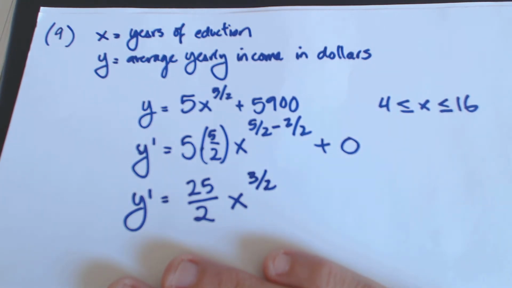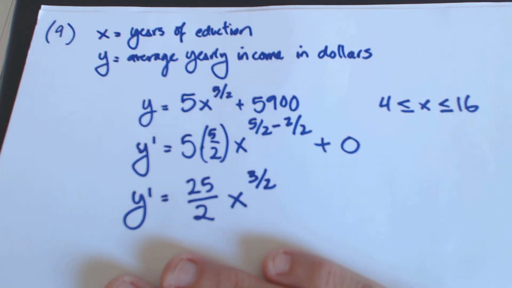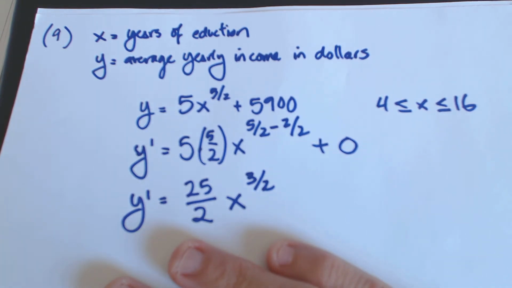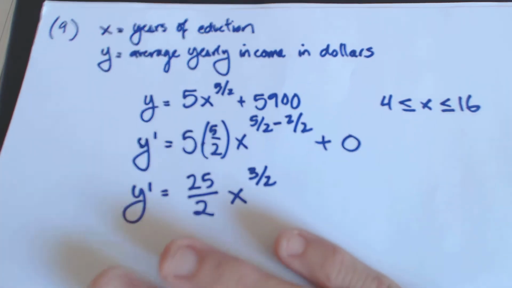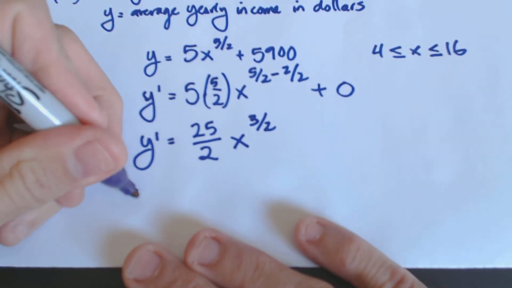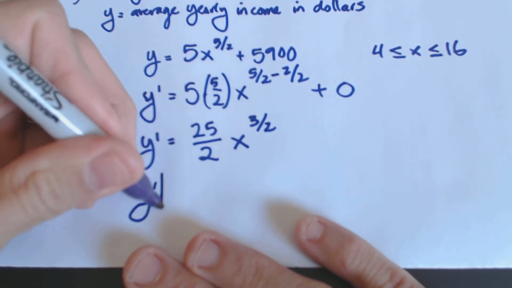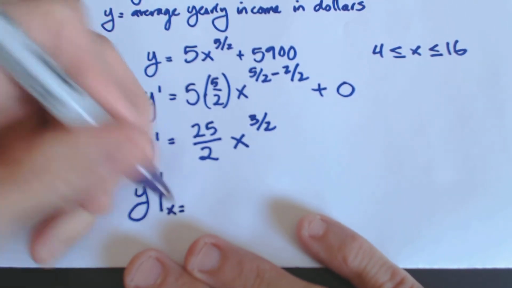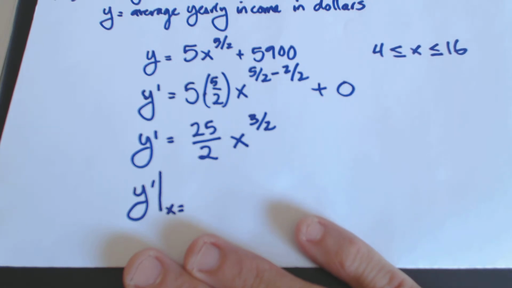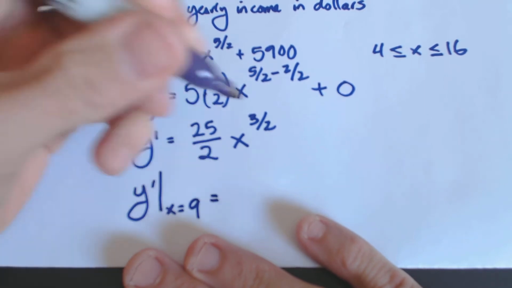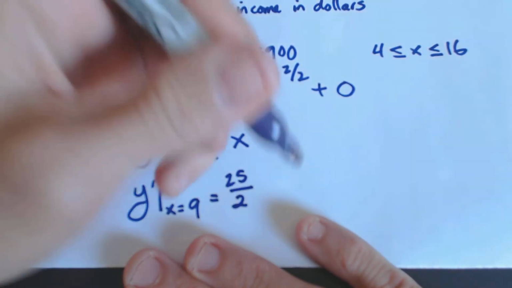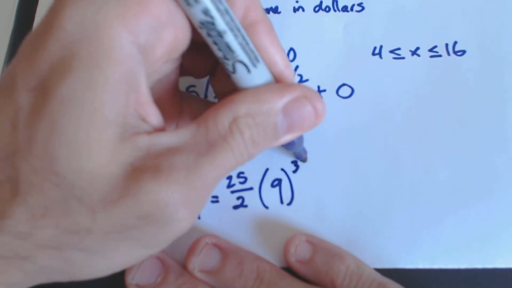So the instantaneous rate of change, or just a simpler way of saying it, a rate of change of yearly income with respect to years of education, is represented by this function here. And so we're supposed to evaluate the expression when x equals 9. So now the notation for that is you do the y prime, and then you do a big line, and at the bottom you say x equals whatever value we're evaluating the derivative at, and that's going to be x equals 9. So we're going to have 25 halves times 9 raised to the 3 halves.